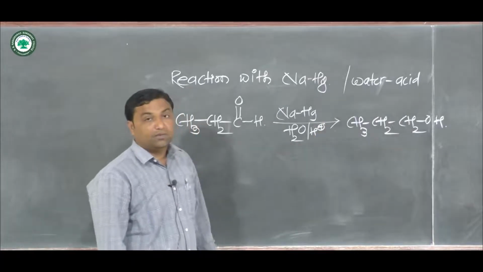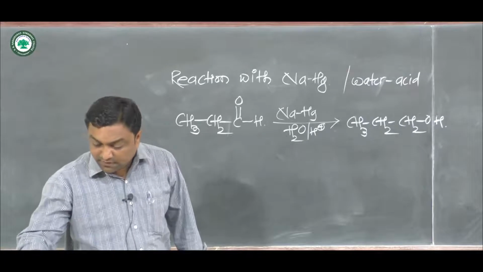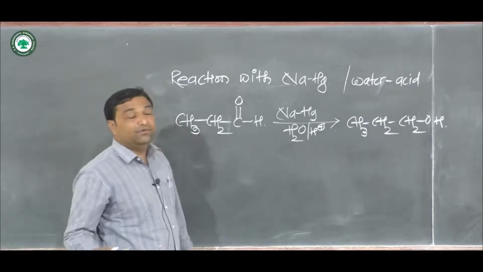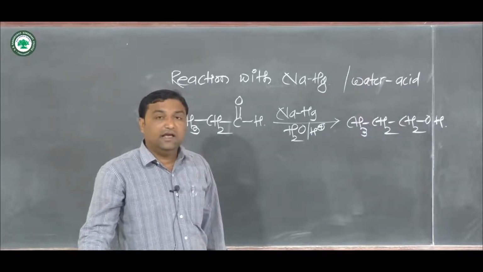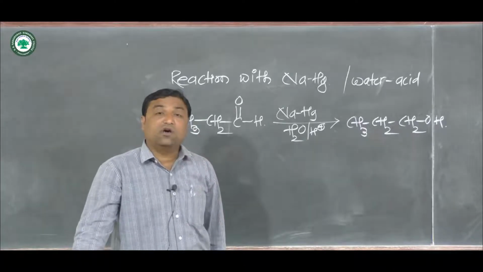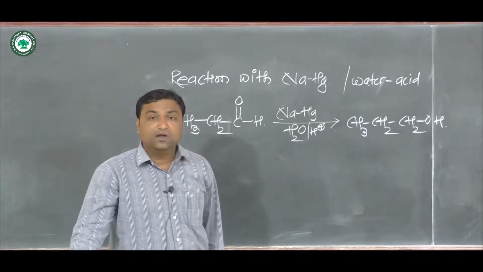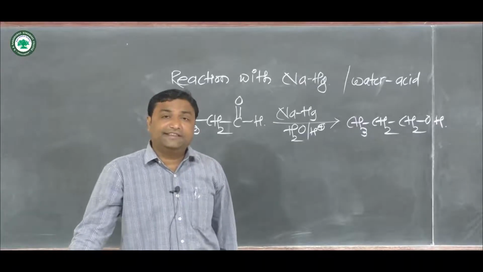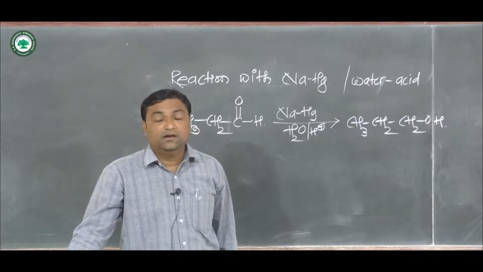Now, the next reaction is nothing but preparation of alcohol by using lithium aluminium hydride, that is LiAlH4. This lithium aluminium hydride is the strongest reducing agent. It reduces almost all functional groups except carbon-carbon double bond, that is alkene.